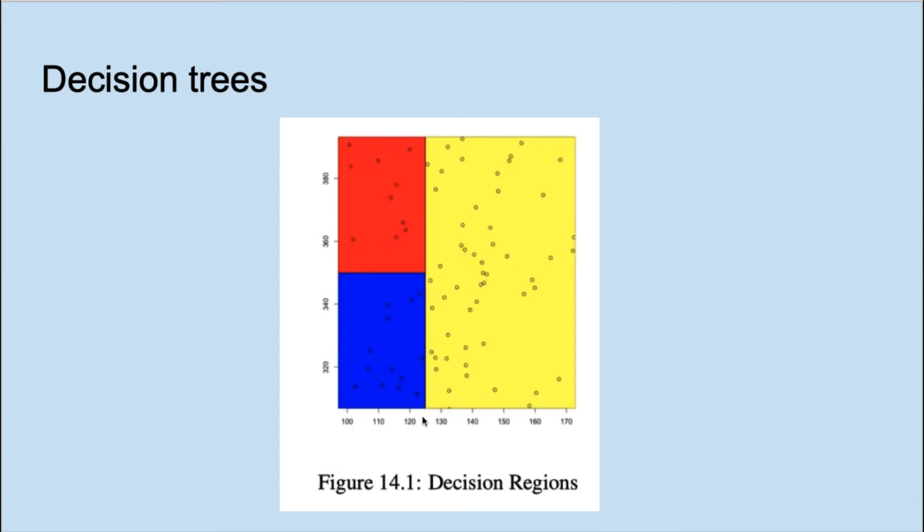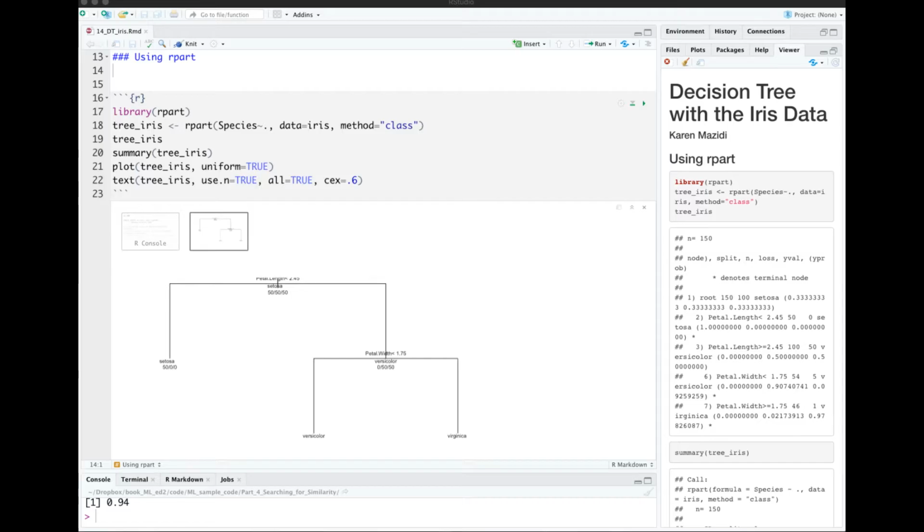Let's look at a decision tree in R. There are many packages for decision trees in R, including rpart and tree. This notebook looks at both. First, library rpart. Using the iris data, we want to model species as a function of all other predictors on the entire data set, and we say method equals class so it knows we're doing classification.